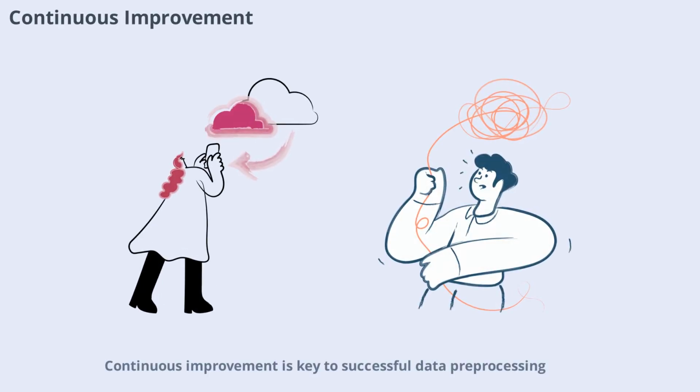Continuous improvement is key to successful data preprocessing. By regularly reviewing and updating your workflow, you can adapt to new challenges and ensure ongoing data quality. Embracing a mindset of continuous learning and improvement helps keep your preprocessing practices up to date and effective.